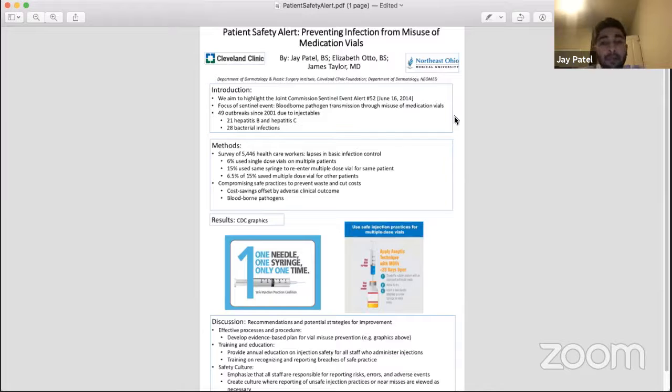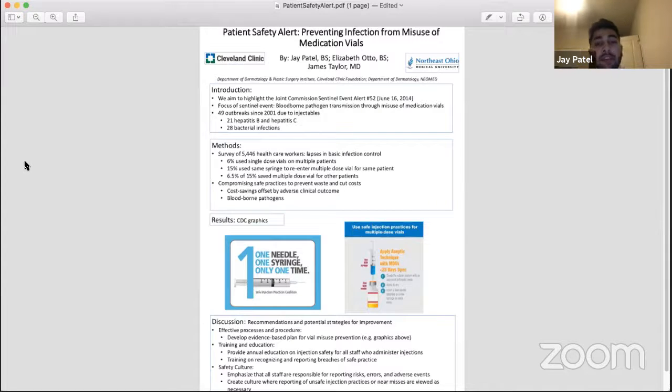Okay, hey everyone, my name is Jay Patel. I'm a third-year medical student at NeoMed, alongside Elizabeth Otto, who's also another student, and Dr. James Taylor from Cleveland Clinic. We did a quality improvement project titled Patient Safety Alert, Preventing Infection from the Misuse of Medication Vials.